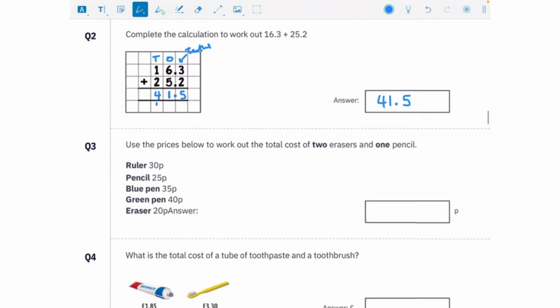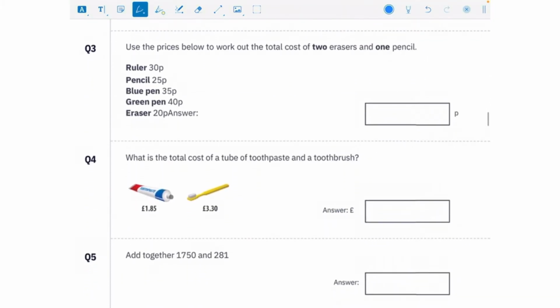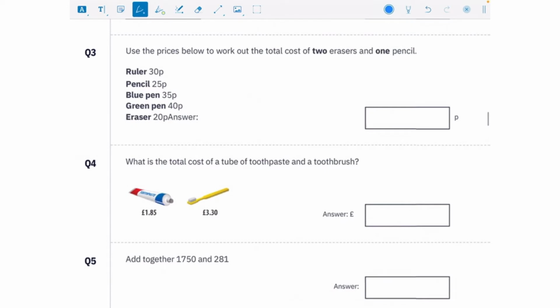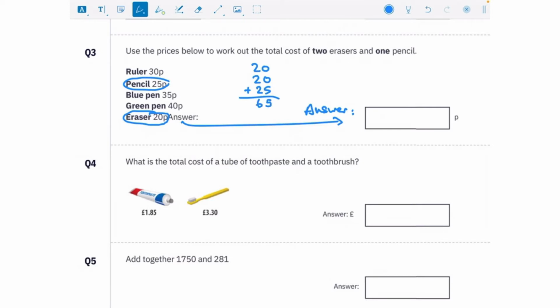Question number 3. Use the prices below to work out the total cost of 2 erasers and 1 pencil. So eraser is 20p. Sorry, that answer should be over here, shouldn't it? Answer. So we've got 2 erasers, so 20p and another 20p. And we want 1 pencil, which is 25p. And we're going to add those all together. 0 add 5 is 5. And 2 add 2 add 2 is 6. So that is 65p.